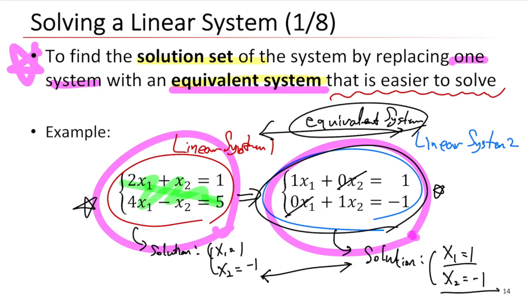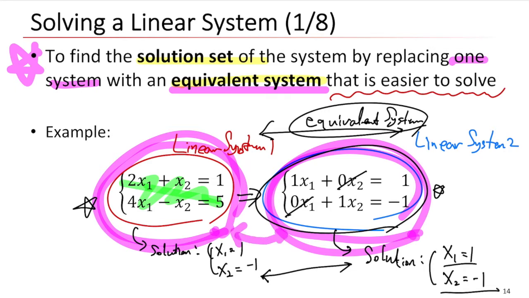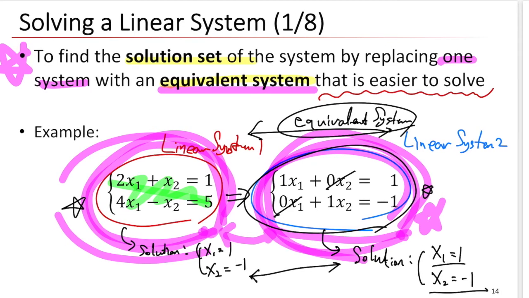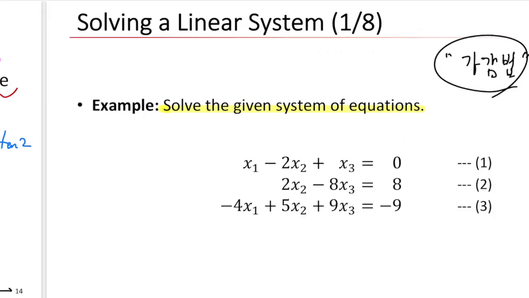So here you can see, this is the original system that we want to solve, and this is another system. But these two systems have the same solution set, so they are equivalent. But this system is much easier to solve. So what we want to do is to convert the original system to the equivalent system that is easier to solve. Okay, so this is the basic strategy.